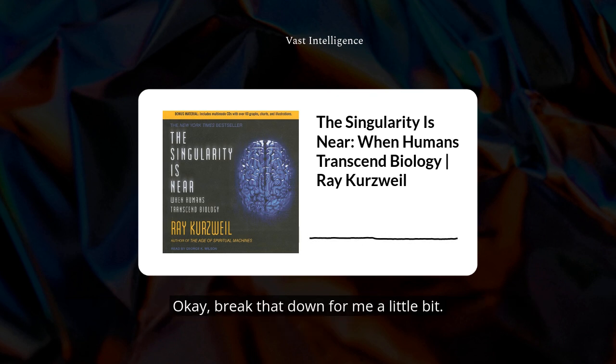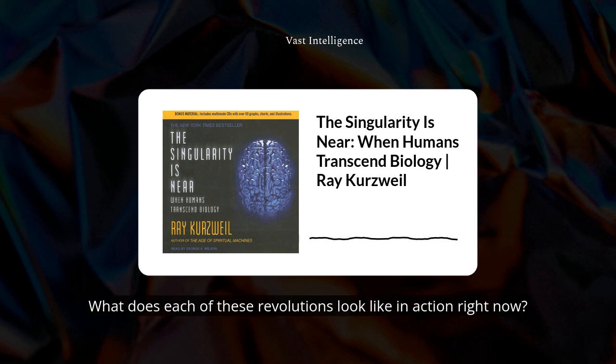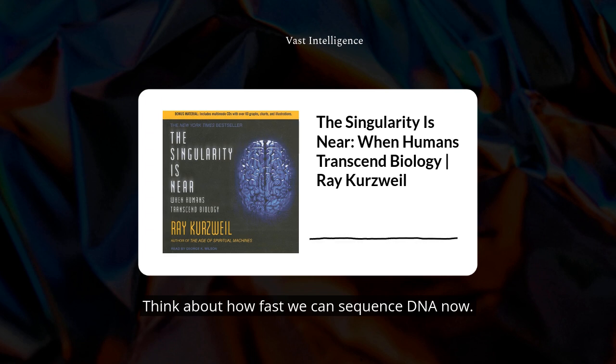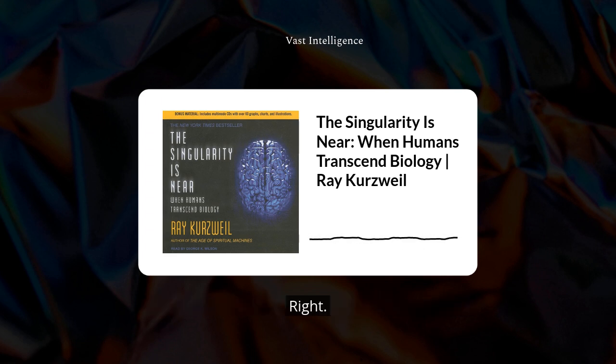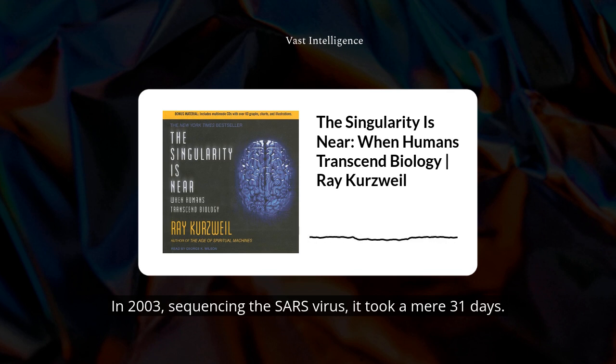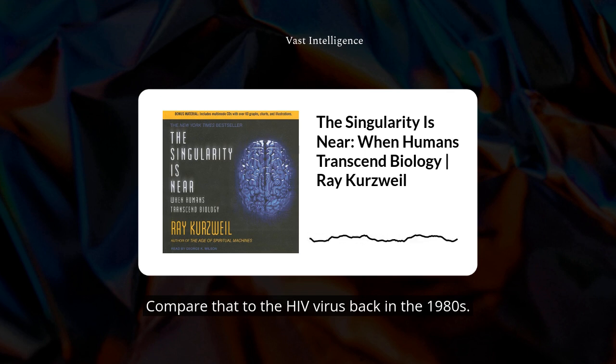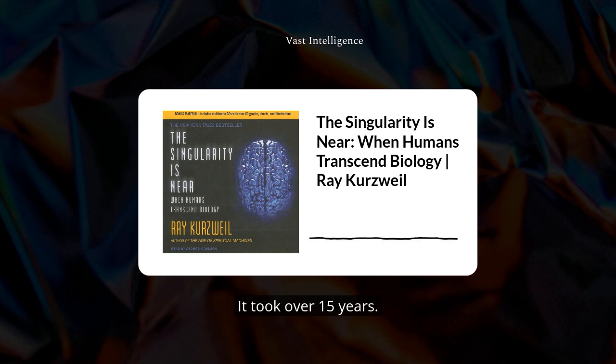Break that down for me a little bit. What does each of these revolutions look like in action right now? Well, take genetics. Think about how fast we can sequence DNA now. In 2003, sequencing the SARS virus took a mere 31 days. Compare that to the HIV virus back in the 1980s, which took over 15 years. That is a pretty dramatic difference in speed.